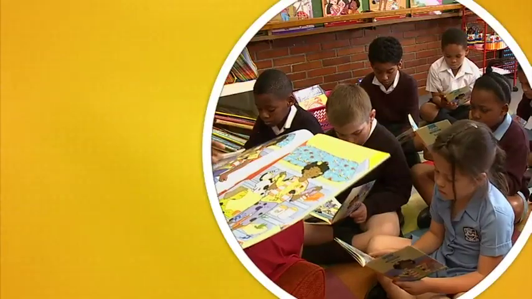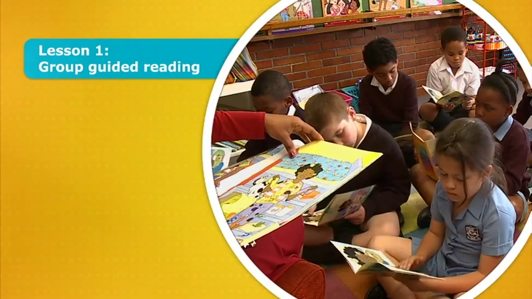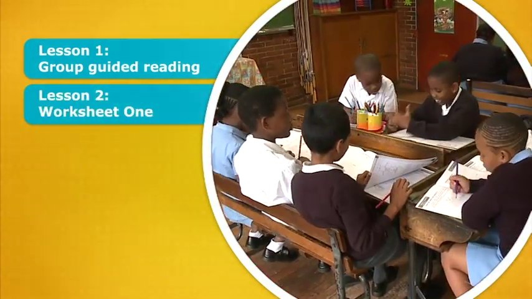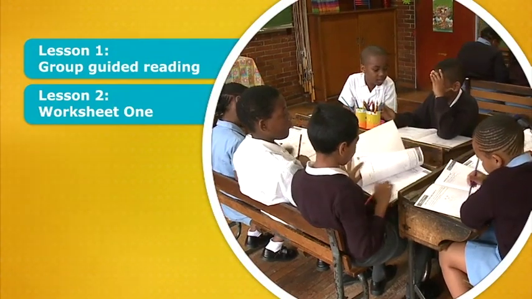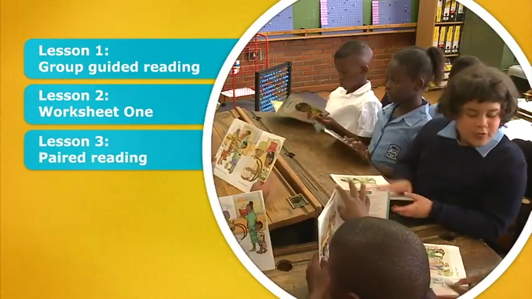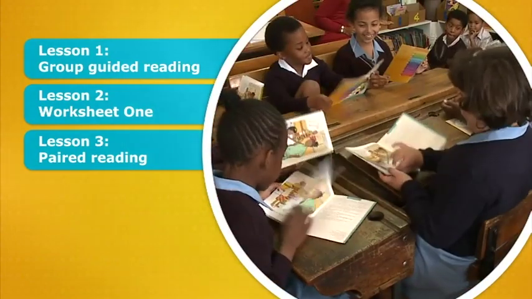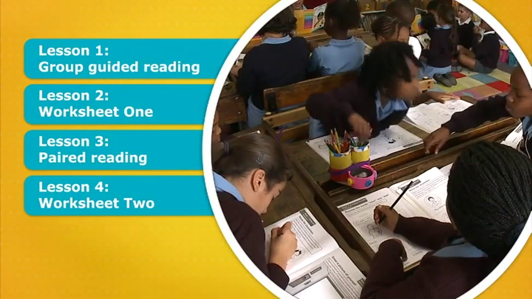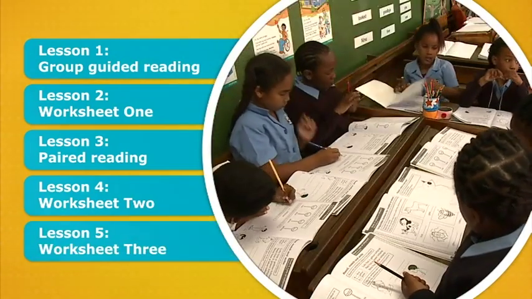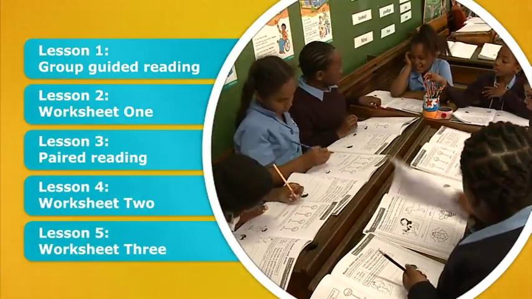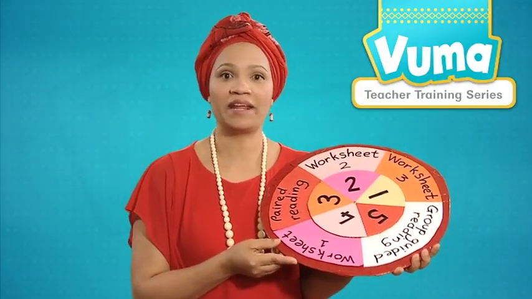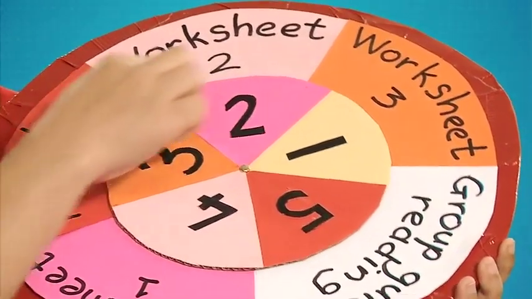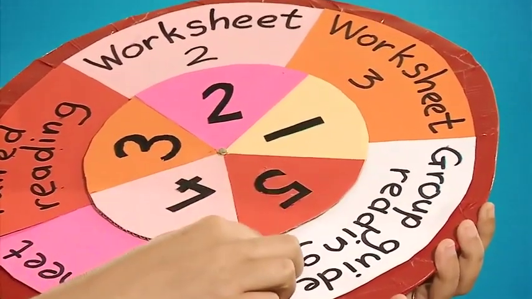A group will first do group-guided reading. During the second reading lesson, that group will do worksheet 1 of the workbook. Paired reading is the third lesson of the cycle. During the fourth lesson, the group does worksheet 2, and worksheet 3 is completed during the fifth lesson. Can you see why we recommend 5 reading groups? Each group will be busy with a different part of the reading cycle.